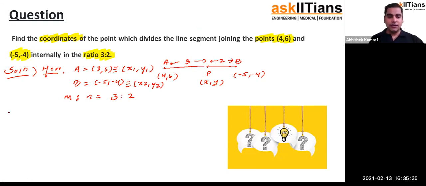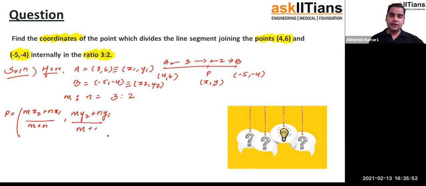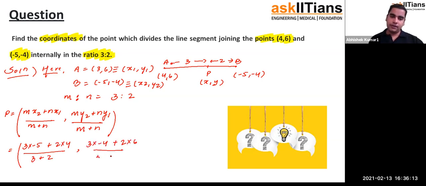So as per the section formula, the coordinates of point P will be given by this formula: (mx2 + nx1)/(m + n) will be the x coordinate, then (my2 + ny1)/(m + n) will be your y coordinate. Now let us substitute the values. What will you get? You will get (3 × -5 + 2 × 4)/(3 + 2) as the x coordinate, comma, (3 × -4 + 2 × 6)/(3 + 2). That's what you will get.